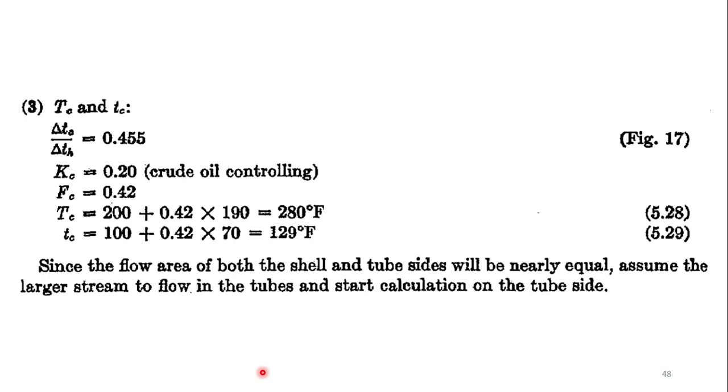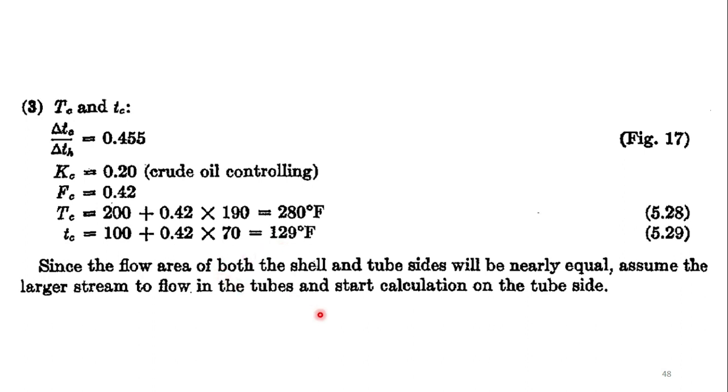The next is you have to determine the caloric temperature for the hot fluid as well as the cold fluid, because these temperatures will be used to determine the fluid properties such as viscosity, thermal conductivity, and other properties as well. The formula is also given by using figure 17. You can easily calculate the caloric temperature for the hot fluid, which is 280, and the caloric temperature for the cold fluid, which is 129 degree Fahrenheit.